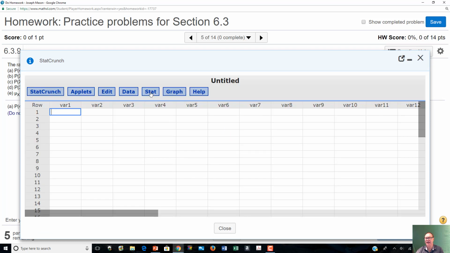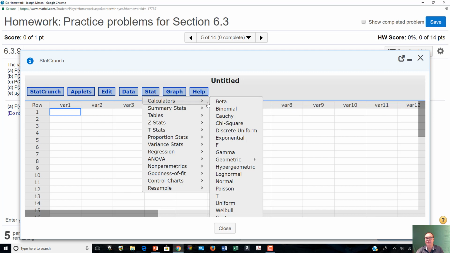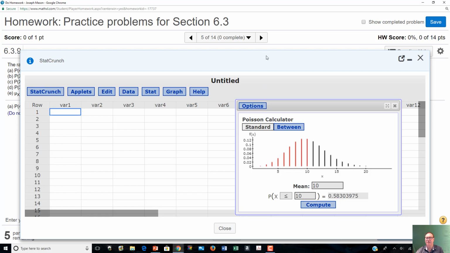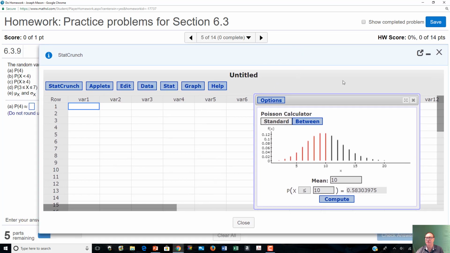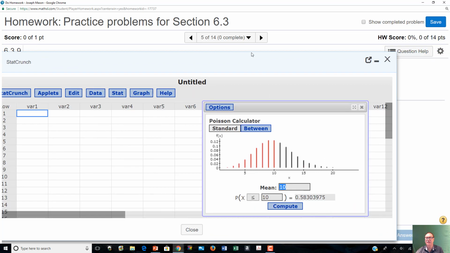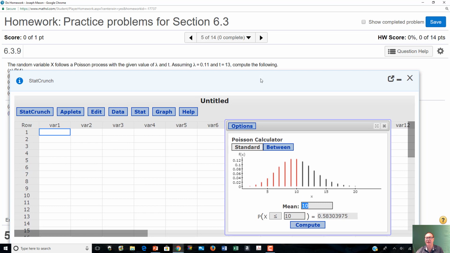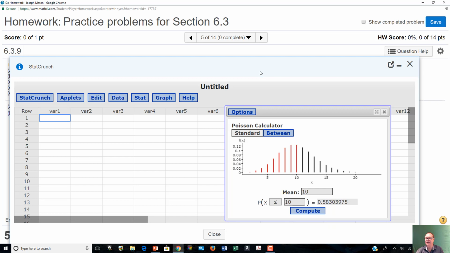Now we're going to go under Stat, highlight Calculators, go down the list until you see Poisson, and click on Poisson. Now, what do I need to enter here? Well, I need to have the mean. The mean is going to be lambda times t. In this problem, lambda was 0.11 and t was 13. If you take your calculator, take 13 times 0.11, you will end up with 1.43.